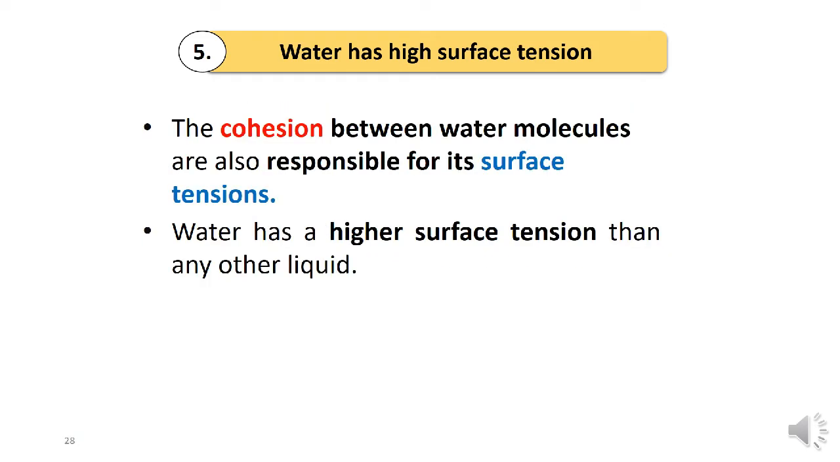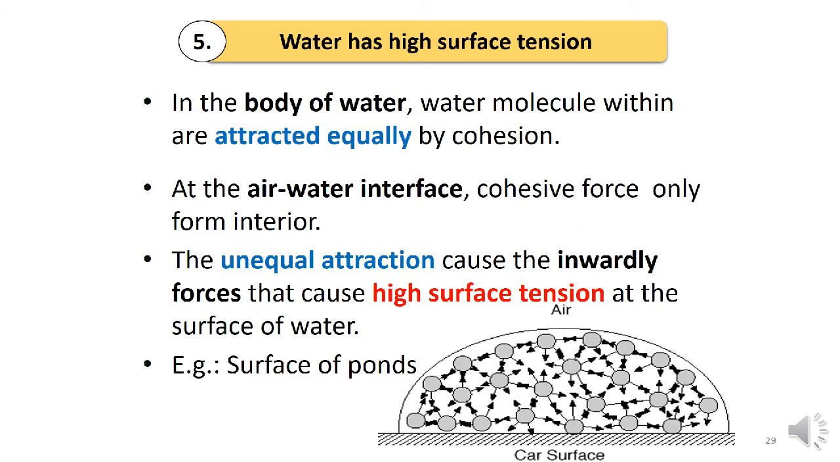So the cohesion between the water molecules is also responsible for its surface tension. The water has higher surface tension than any other liquid. The water molecules within the body of a water droplet are attracted equally by cohesion, and this cohesive force pulls toward the interior. Since we have the air-water interface here, the cohesive force pulls inward, and the unequal attraction will cause the inward forces that create the high surface tension at the surface of the water.